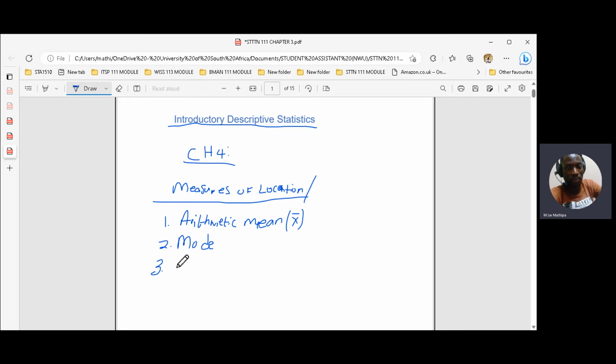We have the median, option 3. With the median, we're talking about the center of the distribution when data is arranged in ascending or descending order, or from the smallest to the largest. And then the fourth one, we have the quartiles.